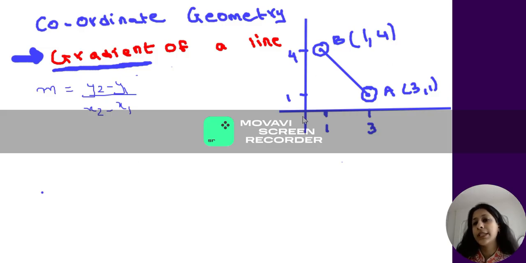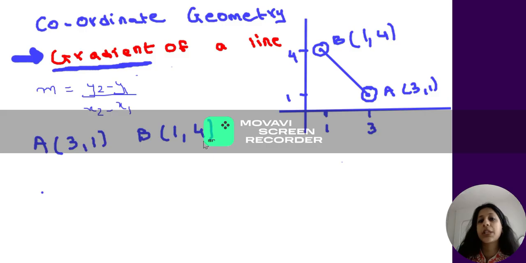Okay. Now on the right side, you can see I have a line and it's joining 2 points. 3, 1, that's the point A, and the second point joining the line. It can be any point on the line. I have just marked 2 points. So B is 1 comma 4. So now how do you find out the gradient? So first I just label one point as x1 and y1 and the second point as x2 and y2. While labeling, just remember, if you're taking x coordinate of a point as x1, then the corresponding y coordinate should be y1, and same is with x2 and y2 as well.